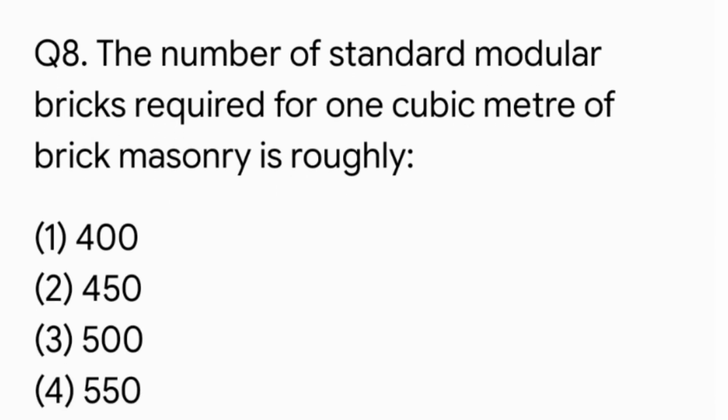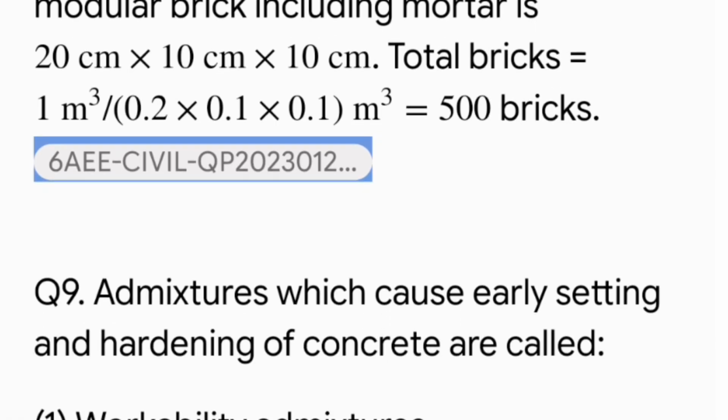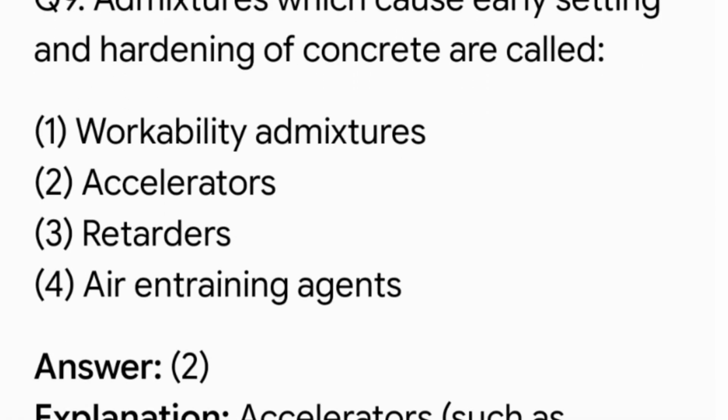Next question. The number of standard modular bricks required for 1 cubic meter of brick masonry is roughly? Correct answer: option 3, 500. Next question. Admixtures which cause early setting and hardening of concrete are called? Correct answer: option 2, accelerators.